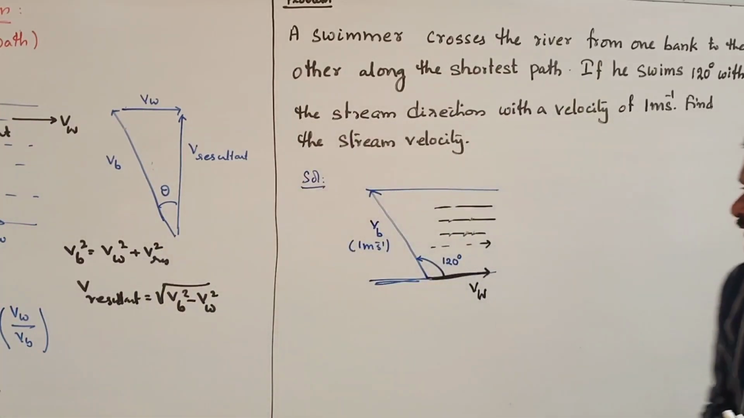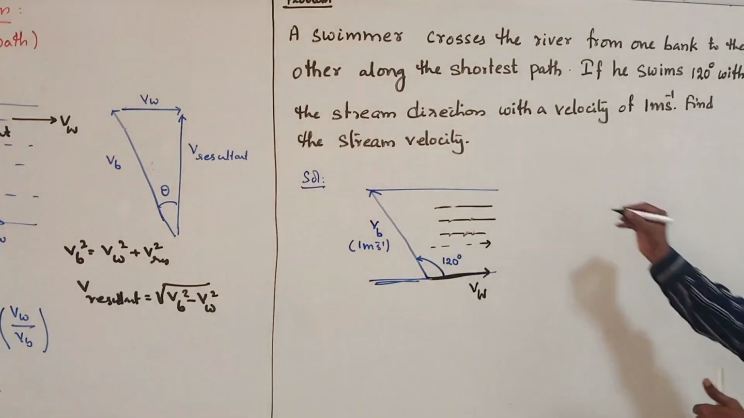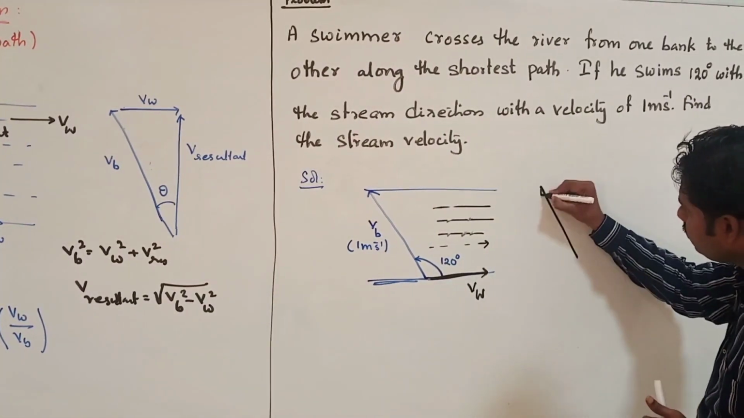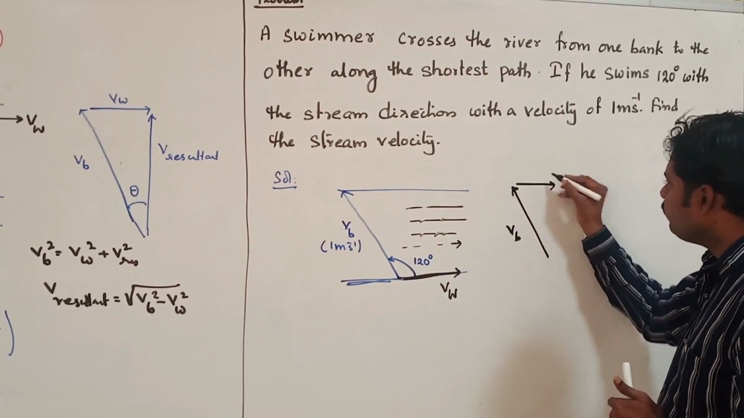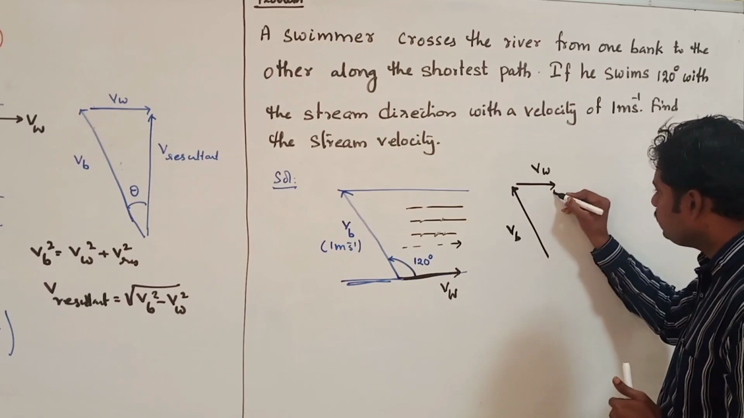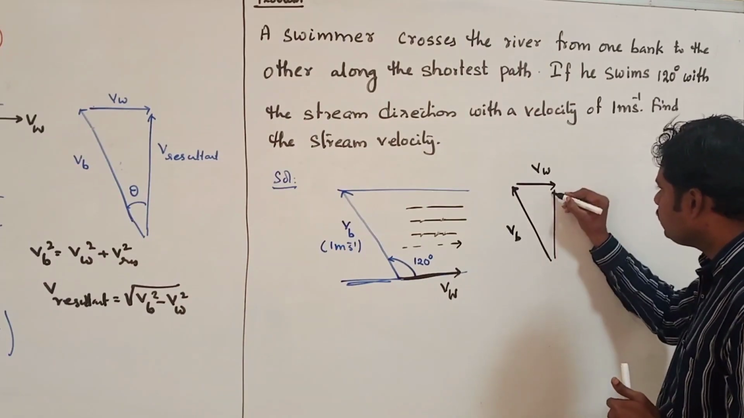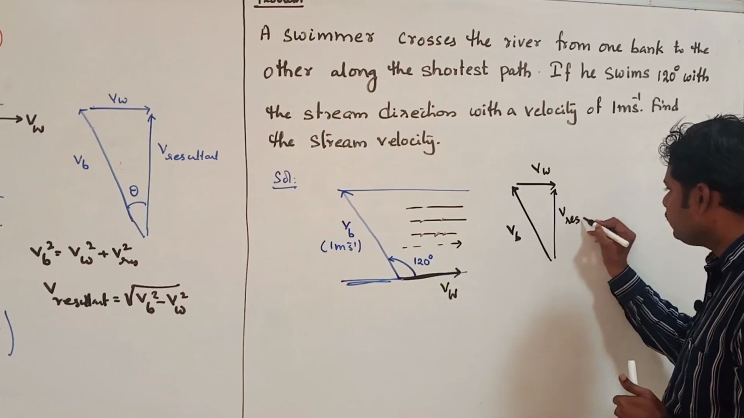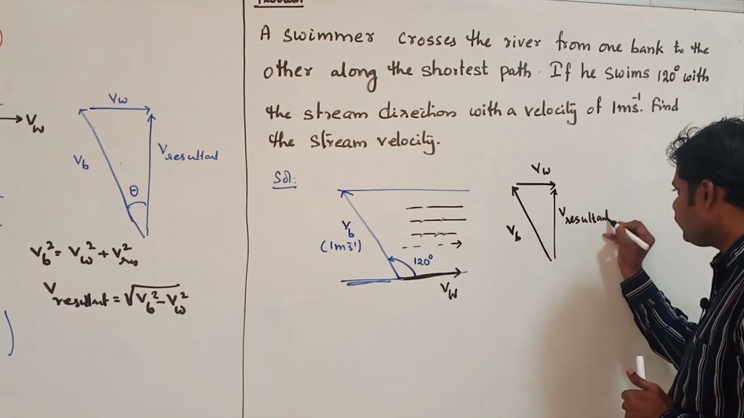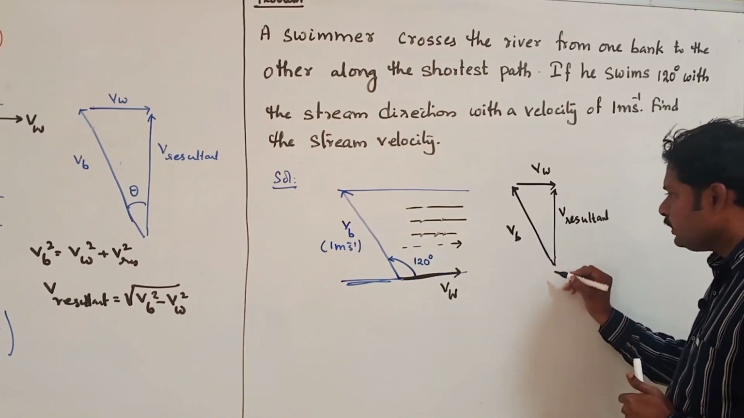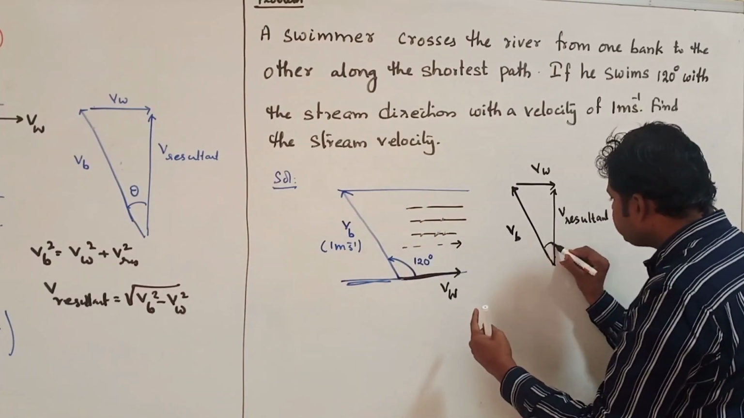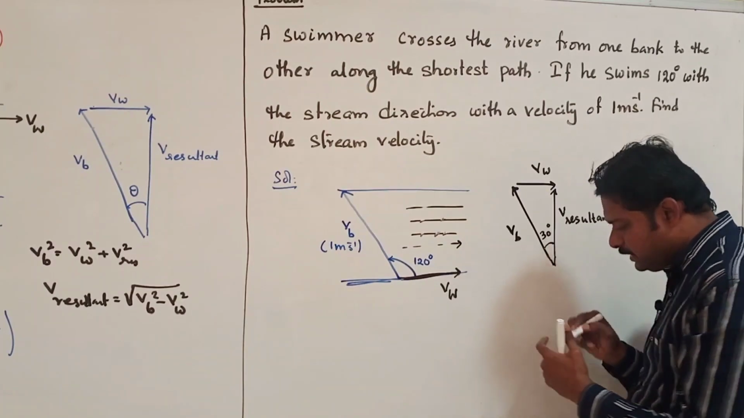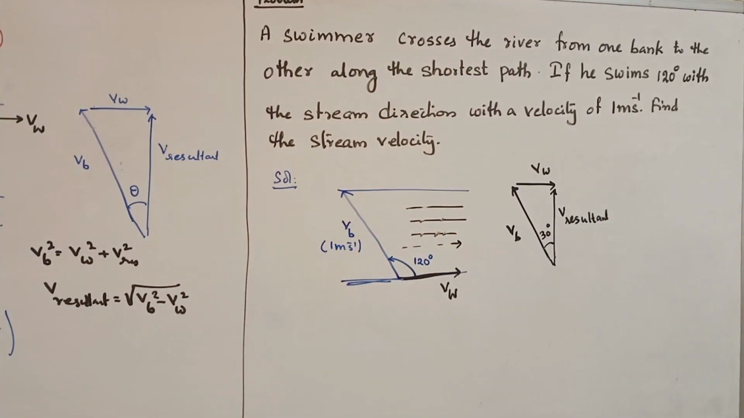Now how to calculate this one? So again, VB, V water, and this is V resultant. If this is making a perpendicular, obviously this becomes 30 degrees, 90 plus 30 is 120, right?